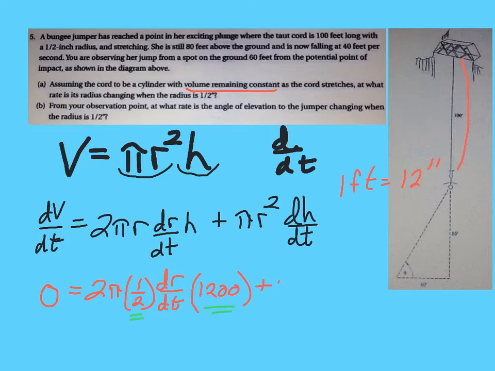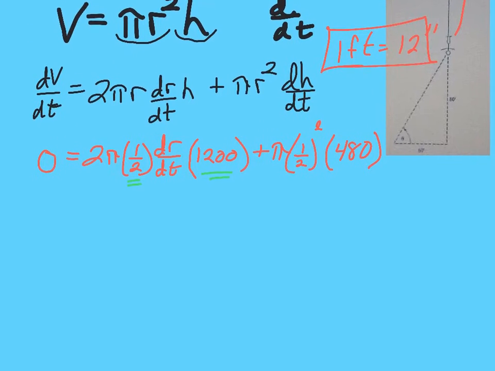Okay, let's keep going. We have pi, we have r squared, so 1/2 an inch squared, and dh/dt. We're told that we are falling at a rate of 40 feet per second. Well, once again, using this conversion, 40 feet would be 480 inches per second. So there is our equation, and now we're just going to solve that equation.